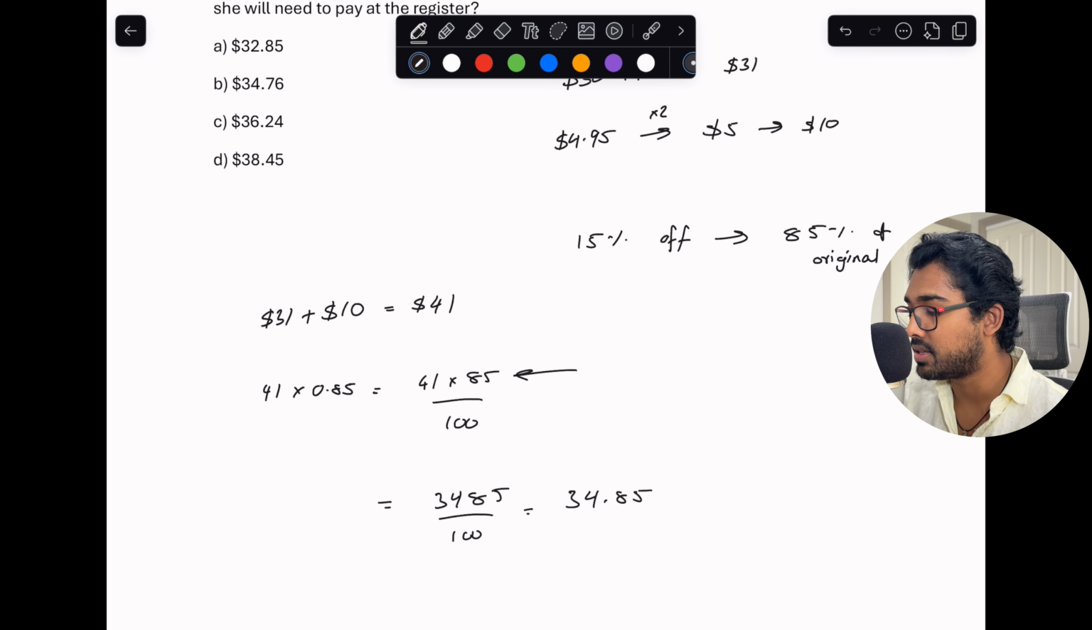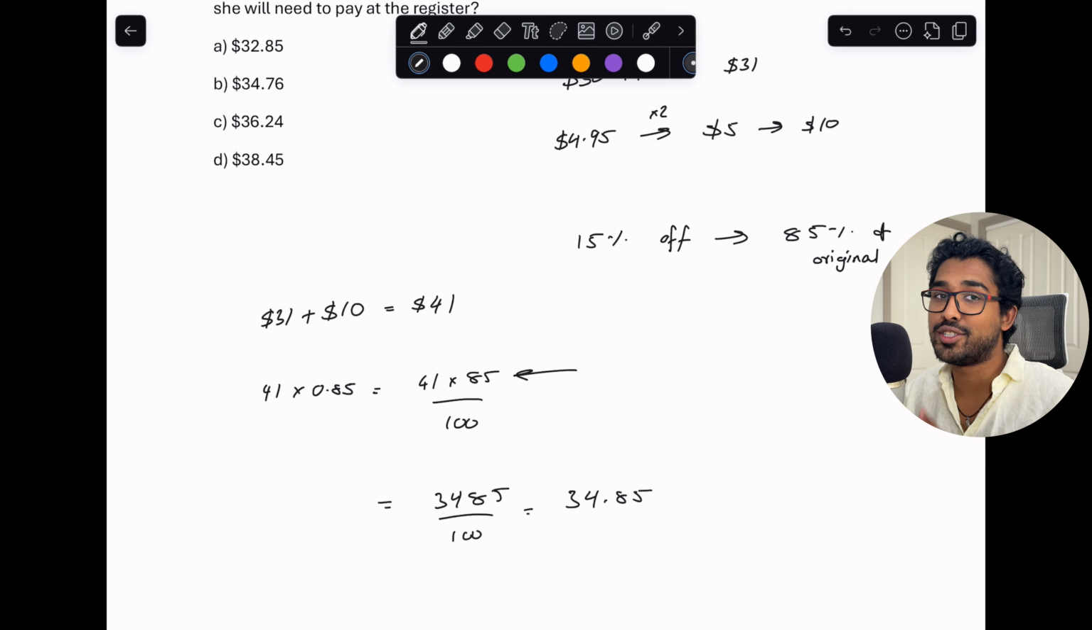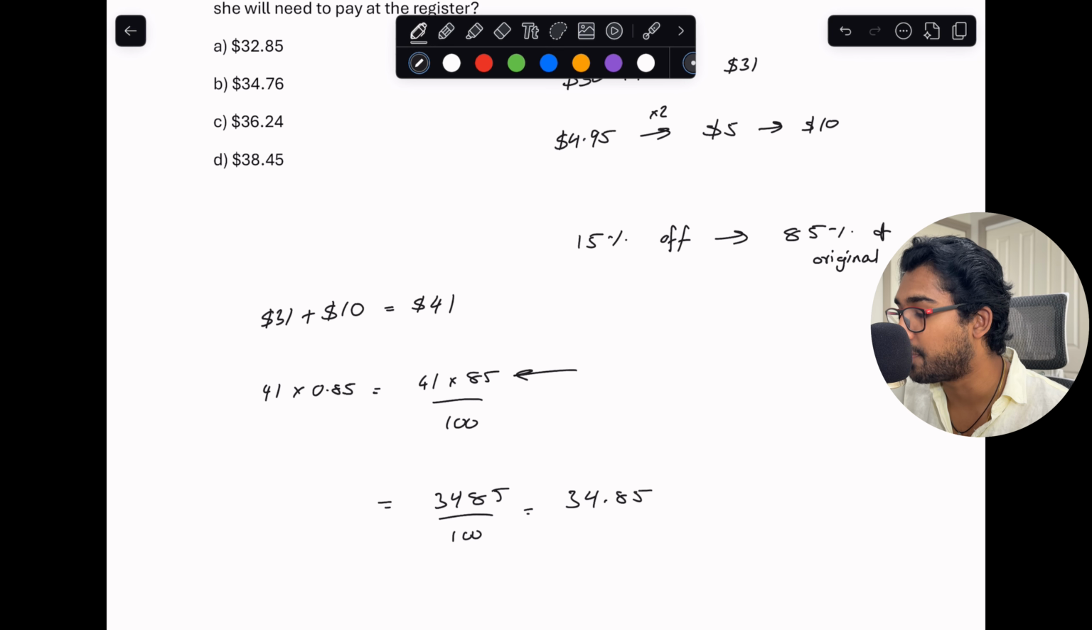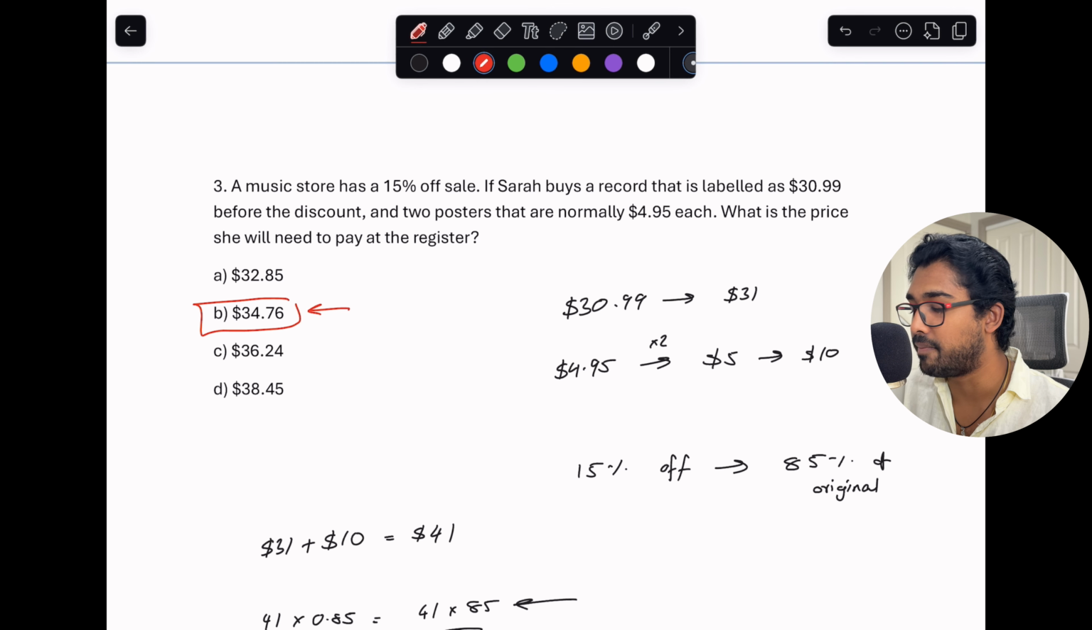I look at the answers and I see that none of them are $34.85, which makes sense because I shouldn't get that, because I've done some approximations in my calculations. So I'm just going to look for the closest one. Closest one is option B. Okay, and that's all there is in this question. So hopefully that makes sense.